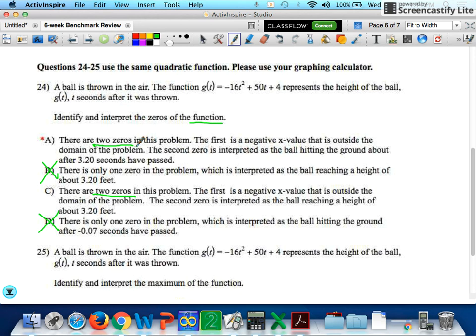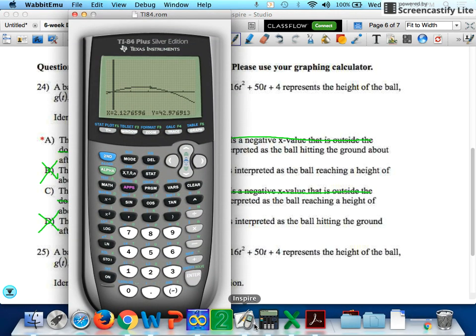Next, we notice it says the first is a negative x value that is outside the domain of the problem. The next says the same thing. So we know that first zero is not a telling factor. What we're concerned with then, the only difference left, is describing or interpreting what the second zero means, okay? That second zero, we want to find out where it happens.